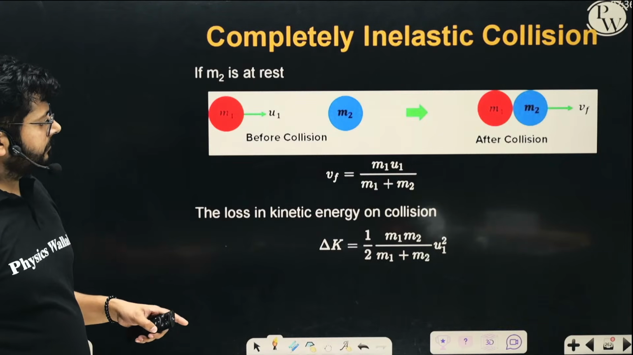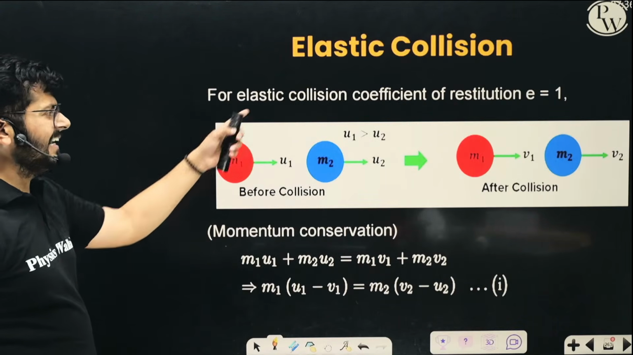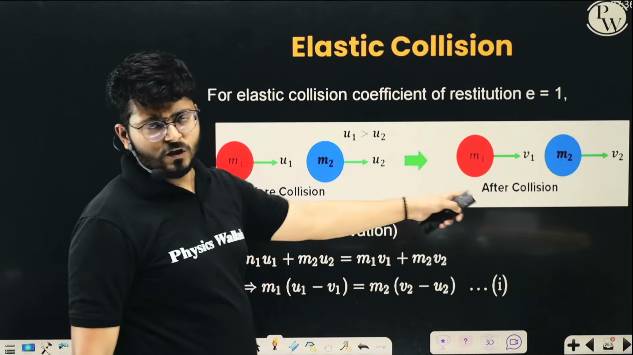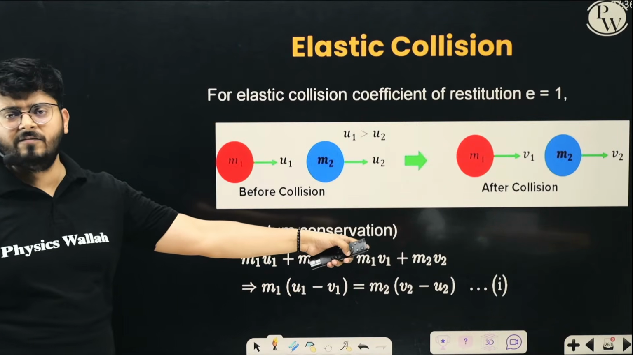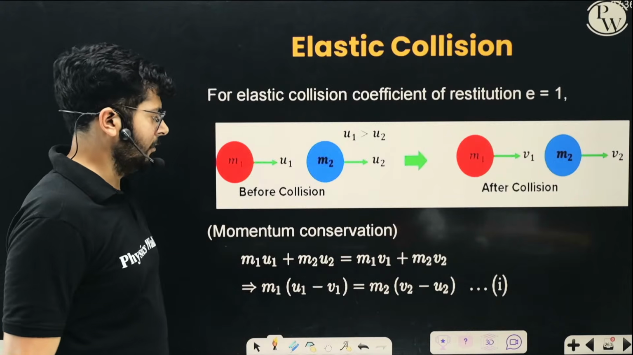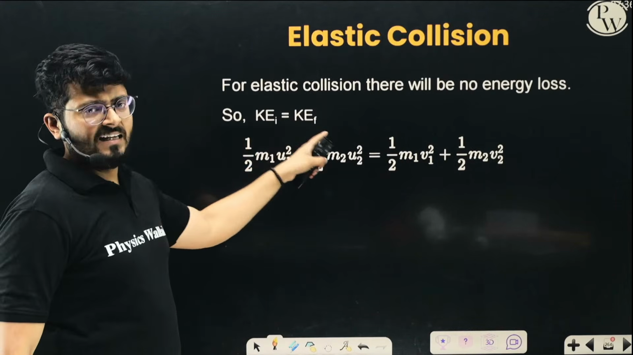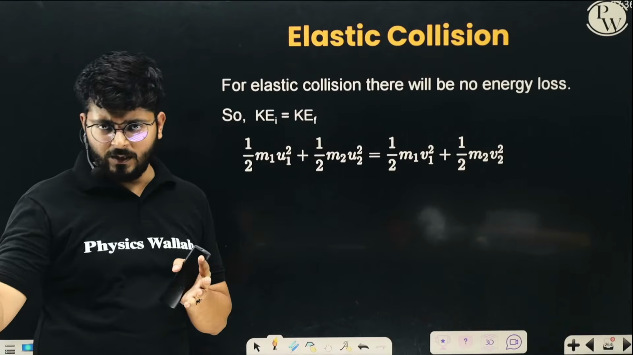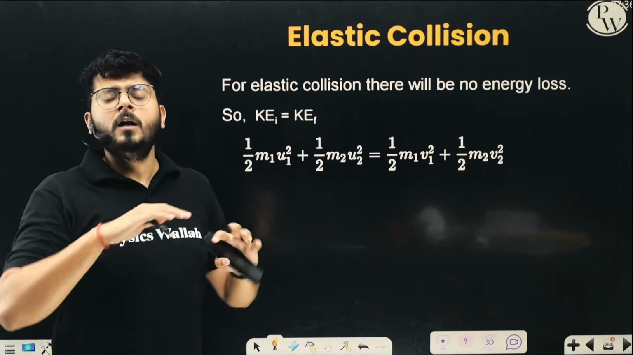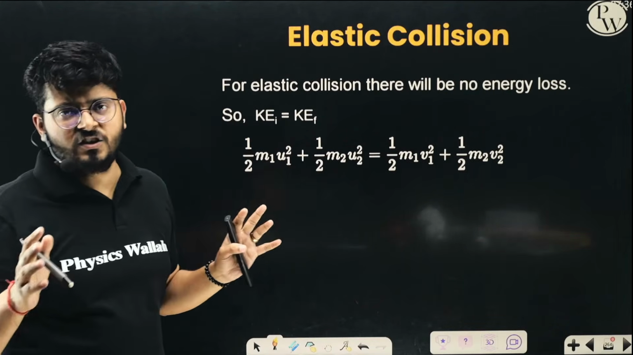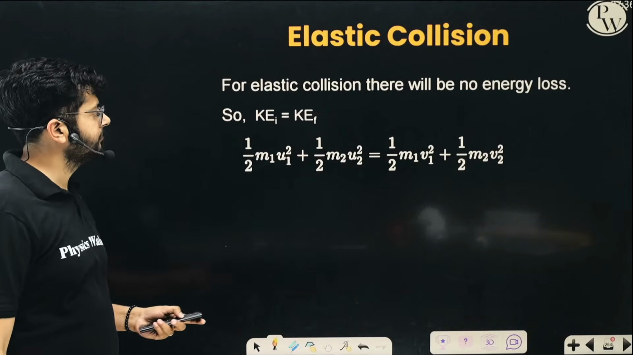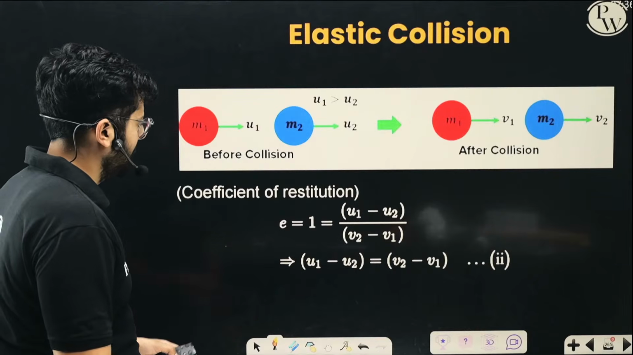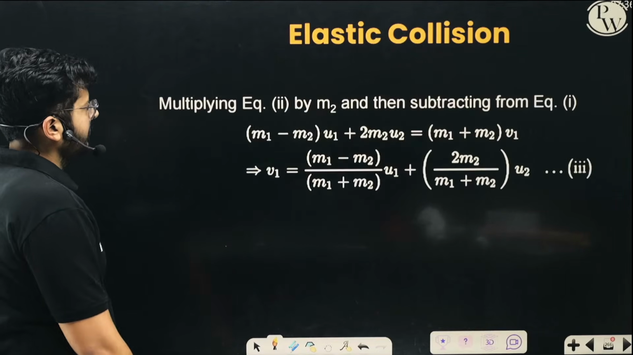Now, if you have the elastic collision, then again conservation of momentum holds true. So m1 u1 plus m2 u2 is equal to m1 v1 plus m2 v2. That is not going anywhere, and the kinetic energy of the system stays the same as well, because it is an elastic collision. No part of the system's energy is wasted in deformation, right? This is how it is. e is equal to 1, right?